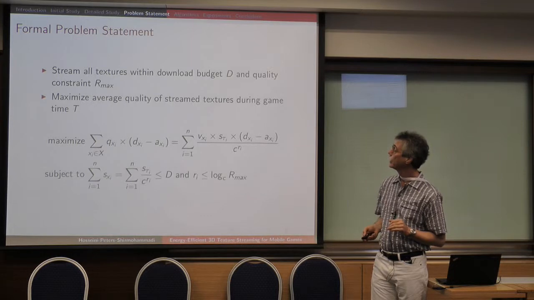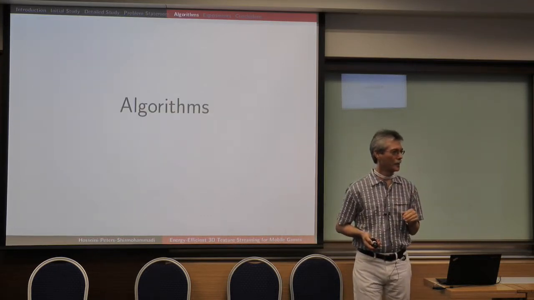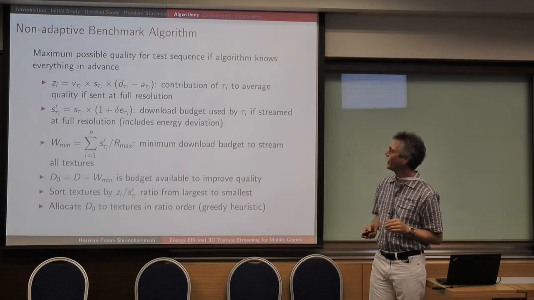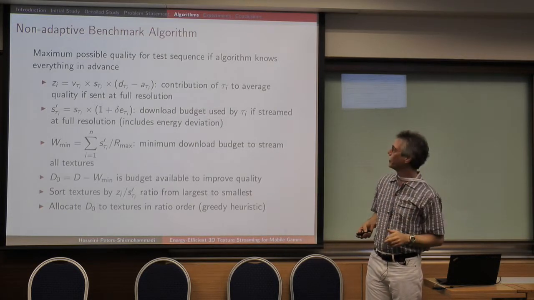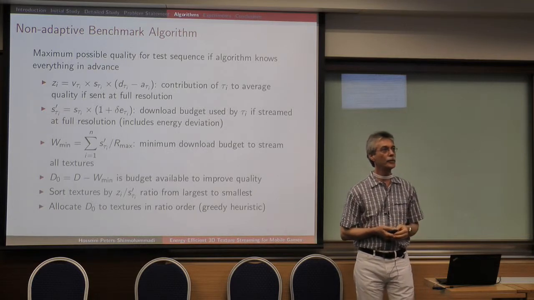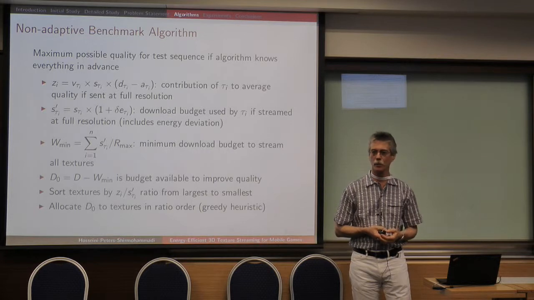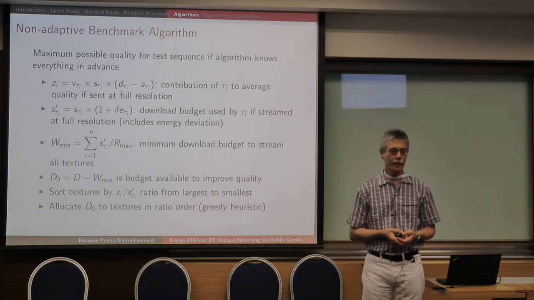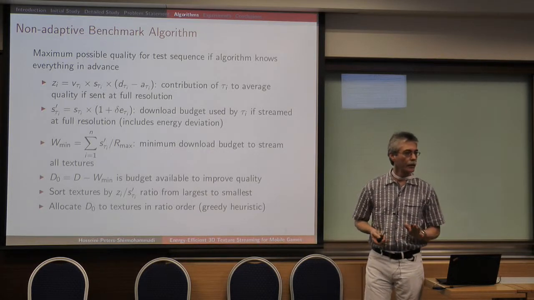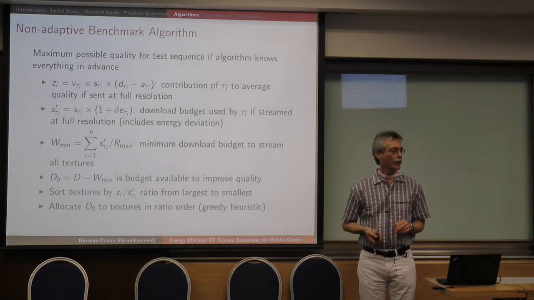So I'm going to try not to have too much more mathematics. There's a little bit. This one has the most. This is our benchmark algorithm. So this is a near optimal algorithm. It's an NP-hard problem. It's a multiple choice knapsack problem. It's NP-hard, so we're not going to get an optimal solution. We can get very close using a greedy algorithm.